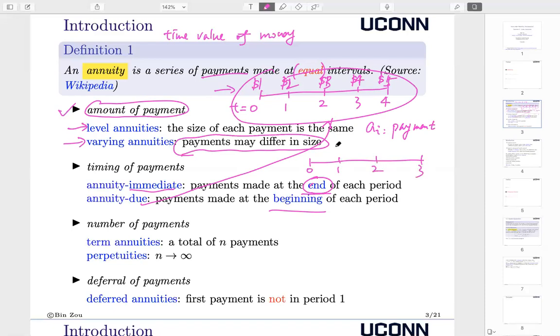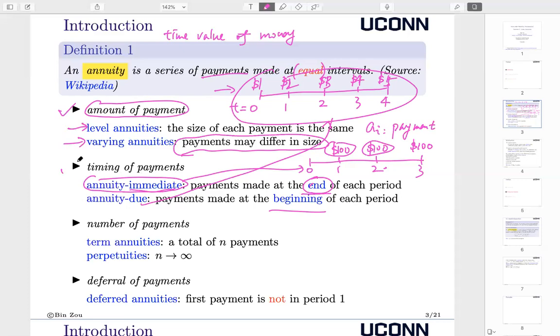So consider 3 timelines. Here I have a payment of $100. Here I have a payment of $100. Here I have a payment of $100. So this is a level annuity, and it's an Annuity Immediate because there are 3 equal payments of size 100, and all of them are paid at the end of each year. The first payment is paid at the end of year 1. The second at the end of year 2, and so on. So this is Annuity Immediate.